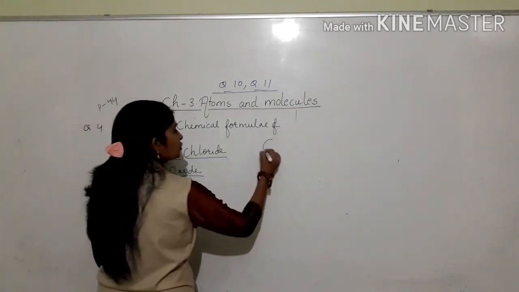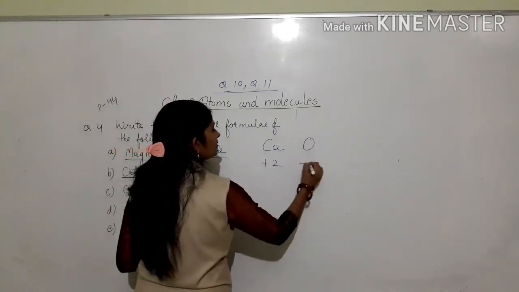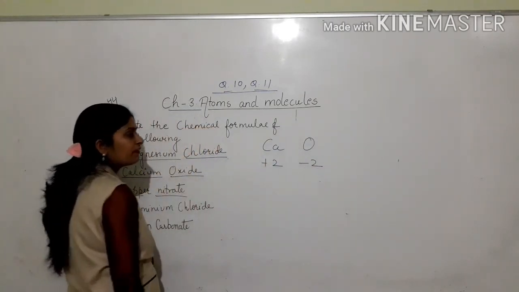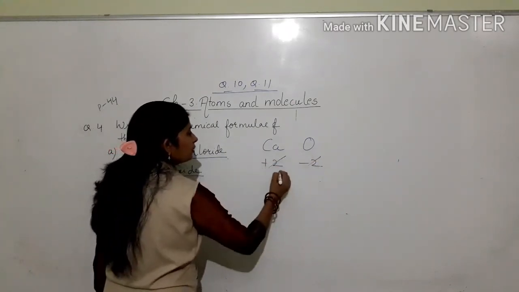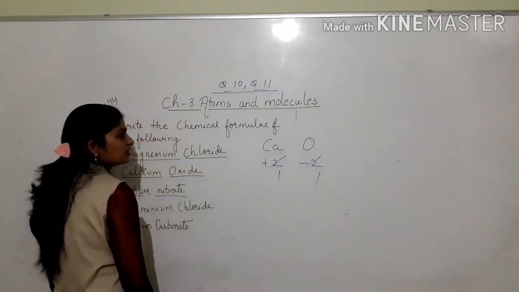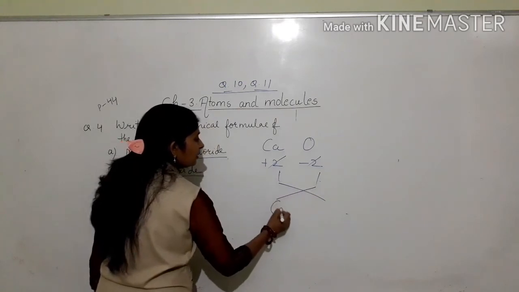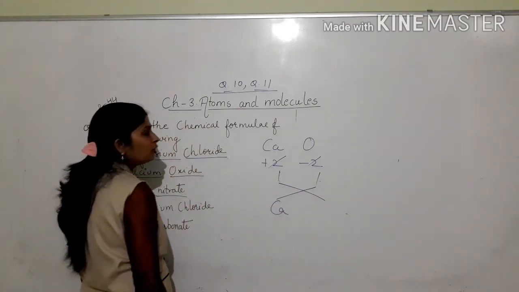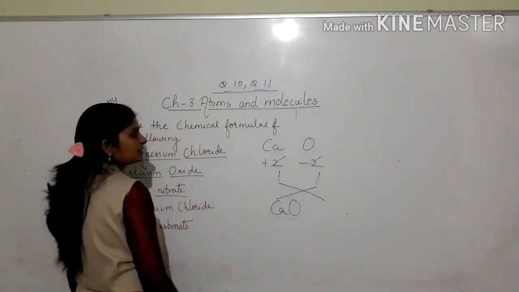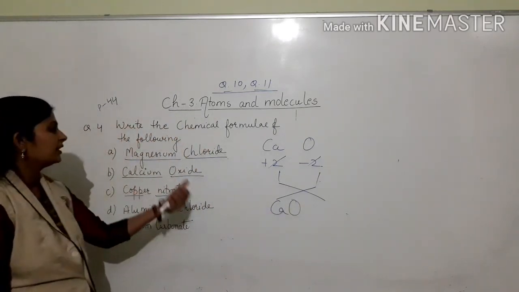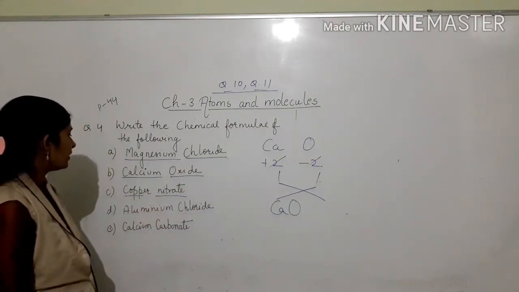Now B part, calcium oxide. So it has calcium ion Ca having charge +2, oxide ion O having charge -2. Just simplify 2 upon 2. We will get 1 upon 1. Now cross transfer this one over oxide and this one over calcium. As I told you earlier, we need not write 1. So the formula will be CaO. So what is the chemical formula of calcium oxide? That is CaO.